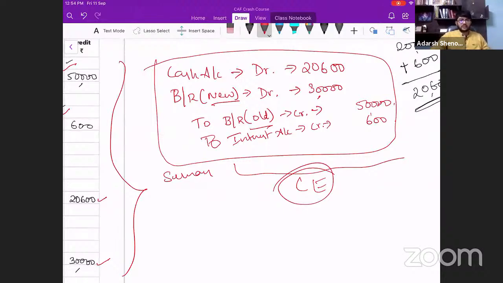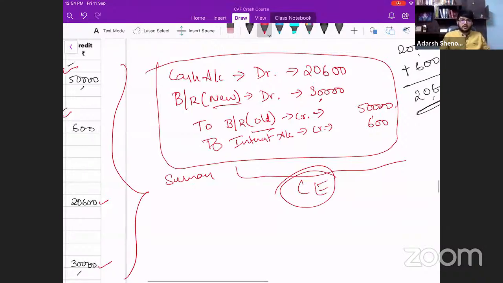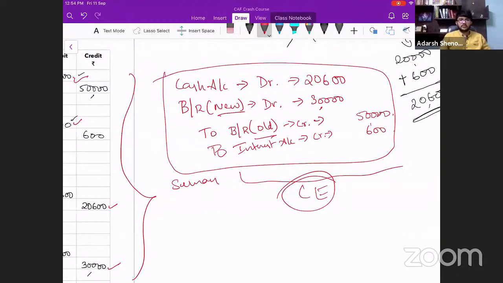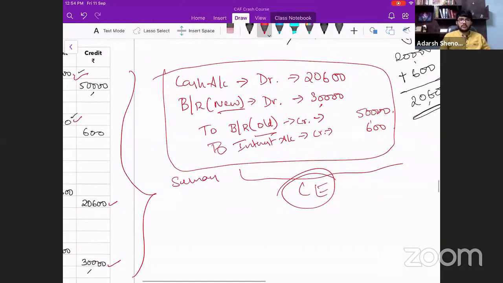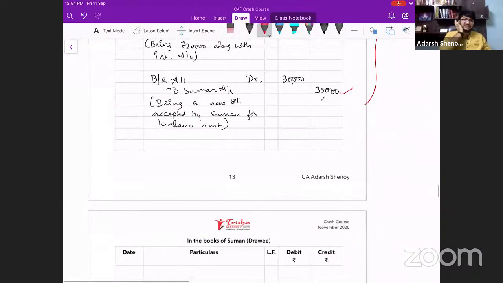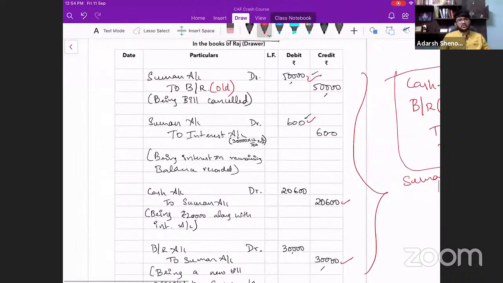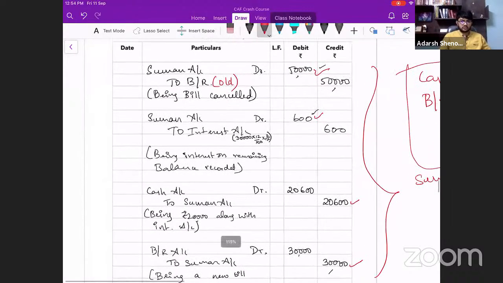Yes, they will not ask one single entry for 5 marks. They will have some story behind it. And then this final entry is to be passed. There will be acceptance of the bill and all that. If you pass detailed entries, you may lose marks. It depends on the valuer. You're taking a risk over there.